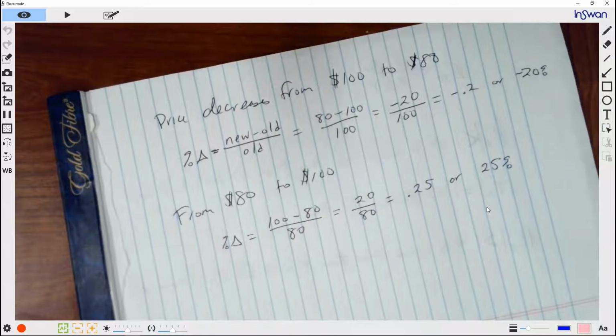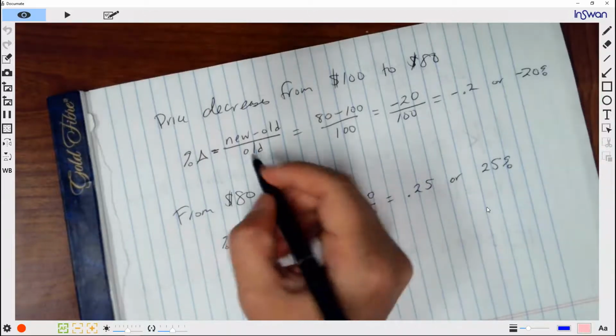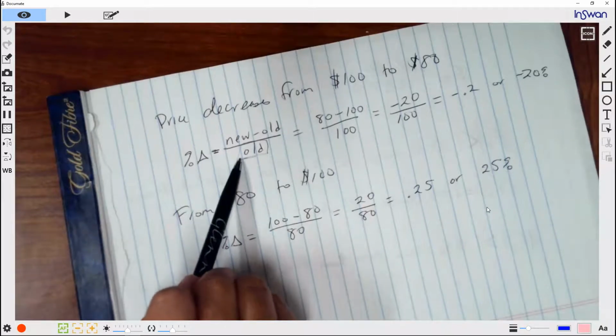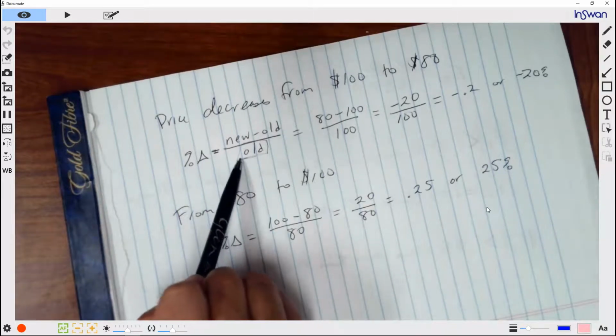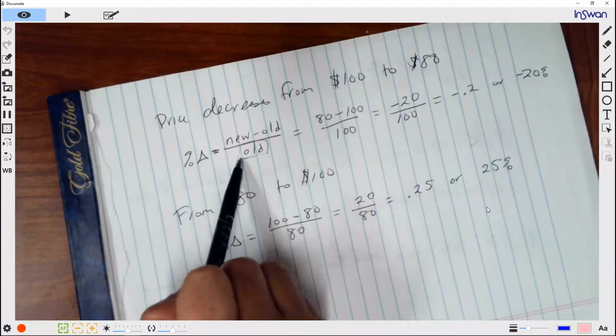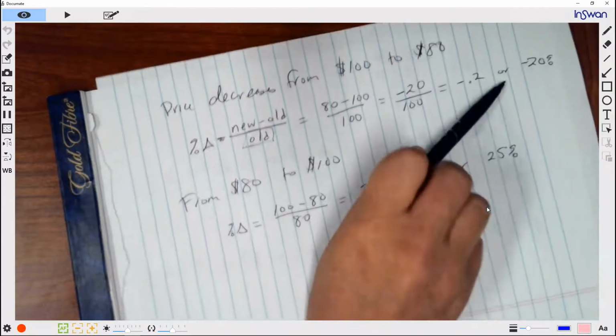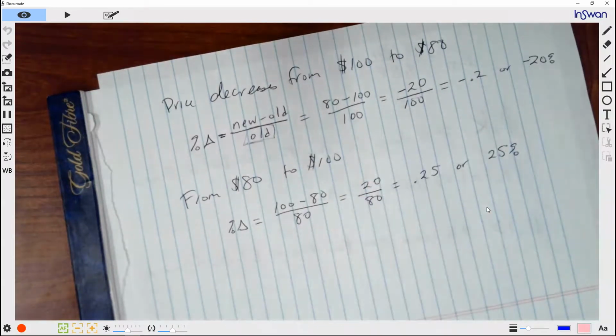Does anybody have a problem with that? A mathematician doesn't have a problem with that, because a mathematician would describe percent change as a change relative to where you started, right? That's what the old value on the bottom means. We're talking about how did it change relative to where we started, which is why we get different values depending on where we started.